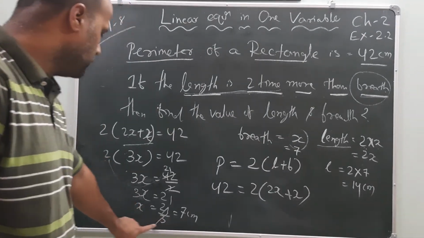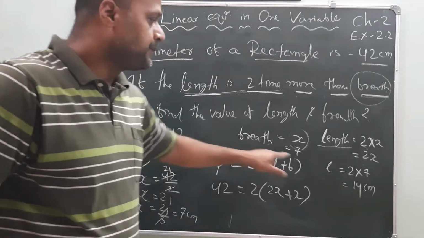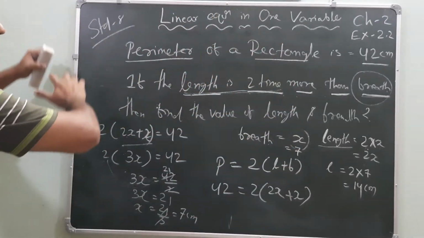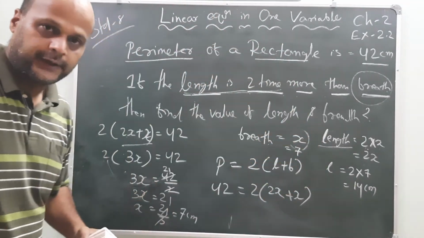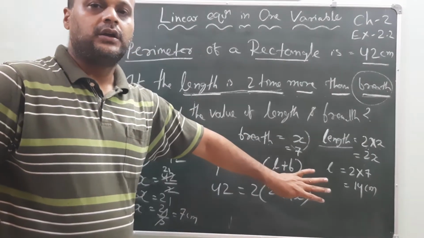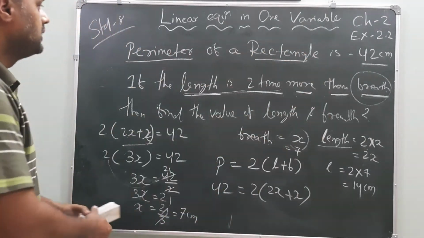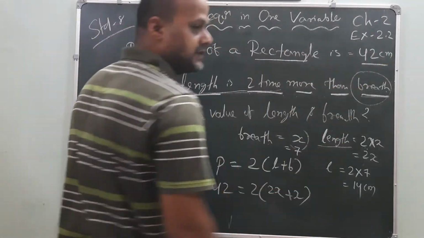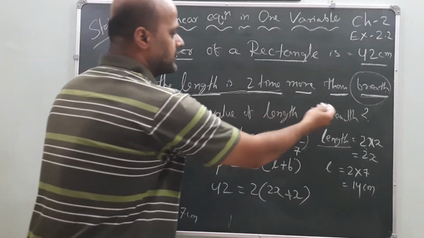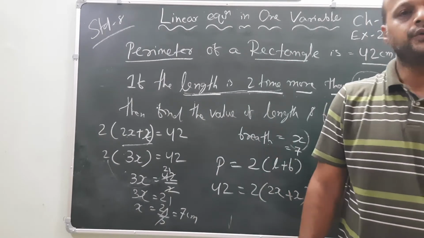So the value of x is 7 centimeter. What is x? x is nothing but the breadth, and length is how much? 14 cm. Now it is in the jumbling form. So this is the process of how to find out the variables if the statement is given like this. Perimeter of a rectangle is 42 cm. If the length is 2 times more than breadth, then find the value of length and breadth. This is the second example I told you to solve it.